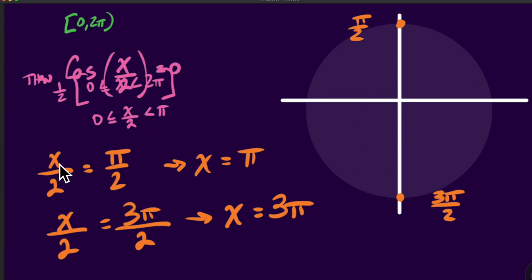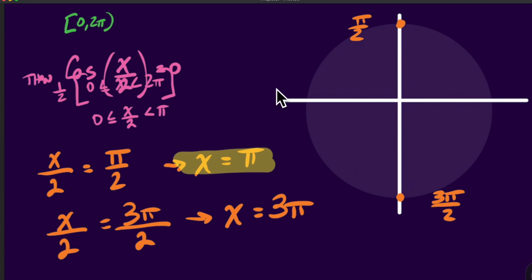Therefore, we can set x over 2 equal to pi over 2, because we're trying to land on pi over 2 and 3 pi over 2. So if we set x over 2 equal to pi over 2 and we pattern match, we see that our x value equals pi. However, if we try to set x over 2 equal to 3 pi over 2, that violates this interval. We're not allowed to set x over 2 equal to 3 pi over 2, because 3 pi over 2 is greater than pi.